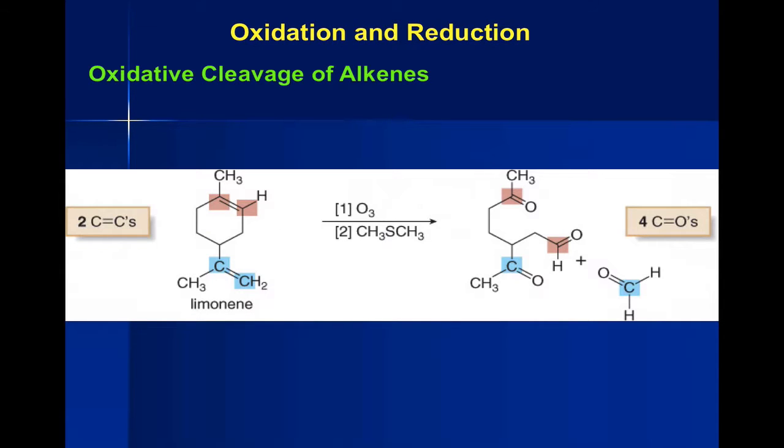Okay? So let's look at some examples. Here we have a special alkene. This is known as limonene. Where do you think it comes from? Limes. It actually comes from a lot of different citrus fruits. Okay, so in the peel. Limonene is actually present in the peel of a lot of citrus fruits. Anybody know why it's in the peel of citrus fruits?